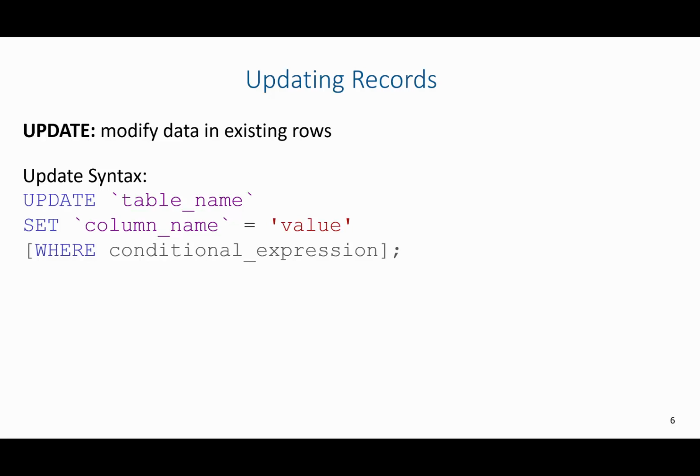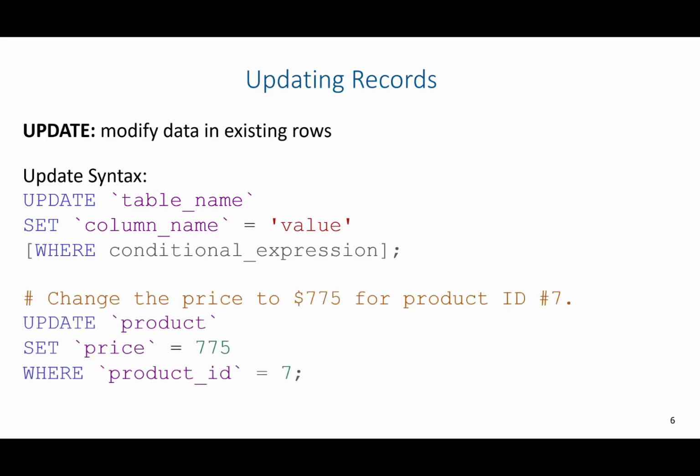So what is critical here is this optional where condition. Optional in the case that maybe you do want to update all the records, then you leave off the where condition. However, if you want to only update a subset of your records, then you'll want to include the where condition. So let's look at an example. If I wanted to change the price to $775 for the product ID number 7, I'd say update product set price equal to $775 where the product ID equals 7.